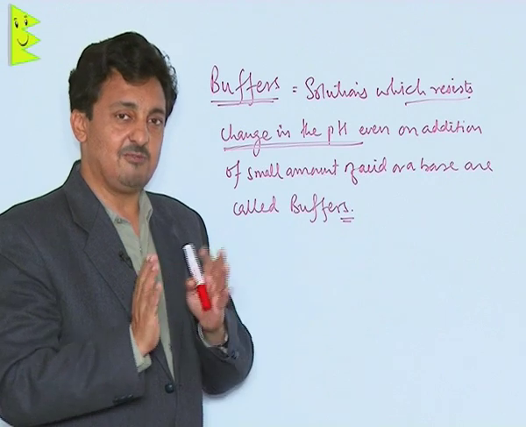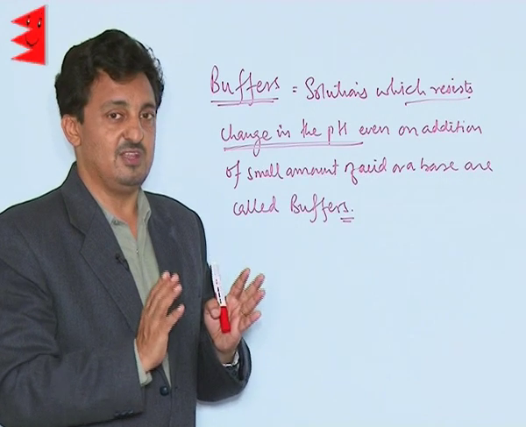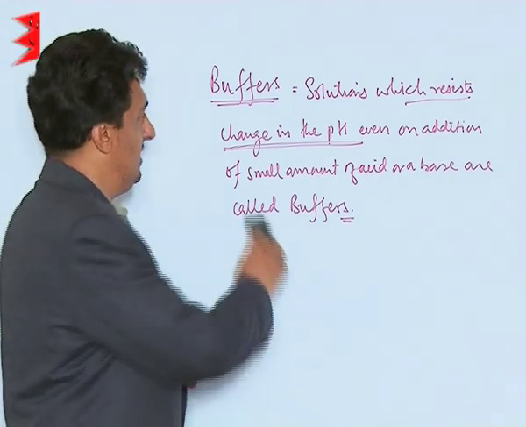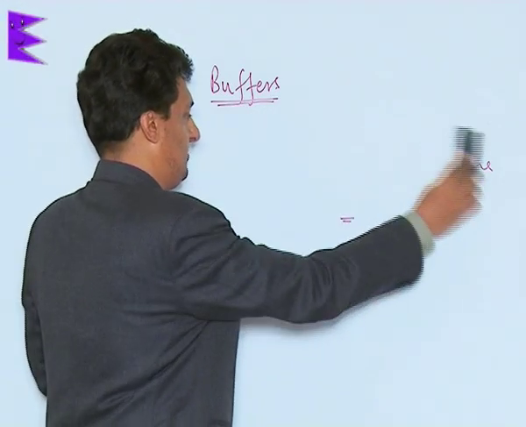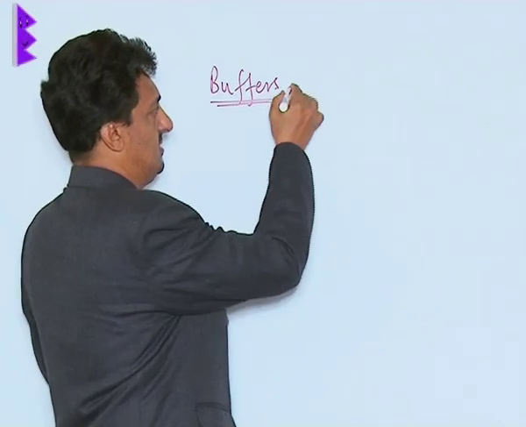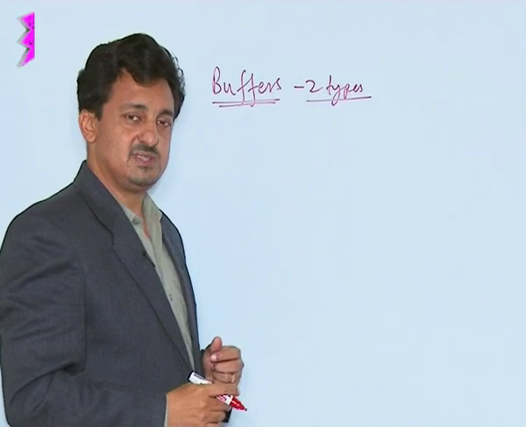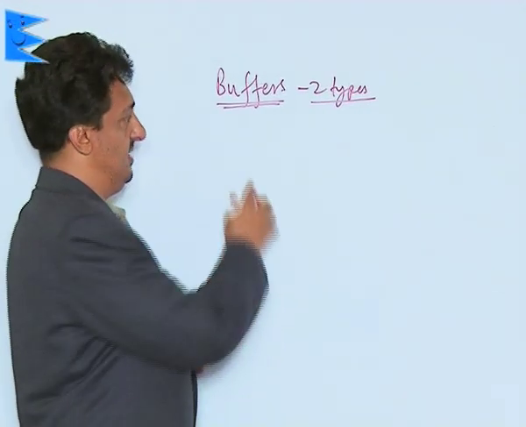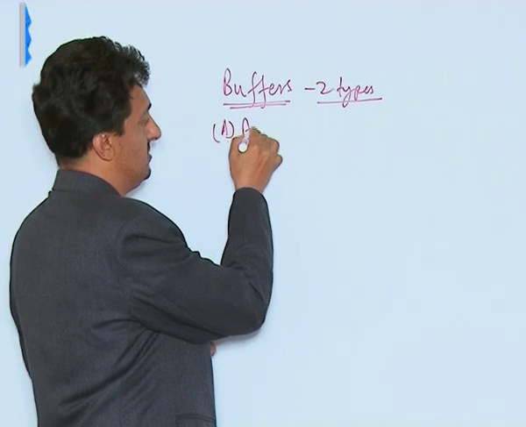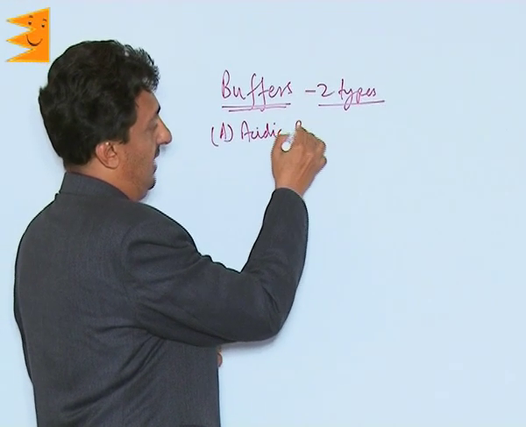Generally, we classify buffers into two major categories. Buffers are of two types: acidic buffers and basic buffers. Let us first do acidic buffers.